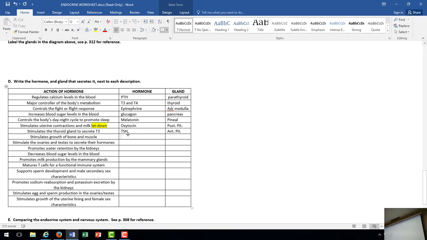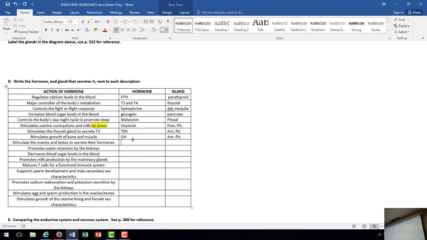Stimulates the growth of bone and muscle. What do you think? Yep, GH, growth hormone. That's again the anterior pituitary. Stimulates the ovaries and testes to secrete their hormones. So again, this is one of those, ovaries and testes are an endocrine gland, right? So if it's stimulating an endocrine gland, it's one of those trophic hormones from the anterior pituitary.